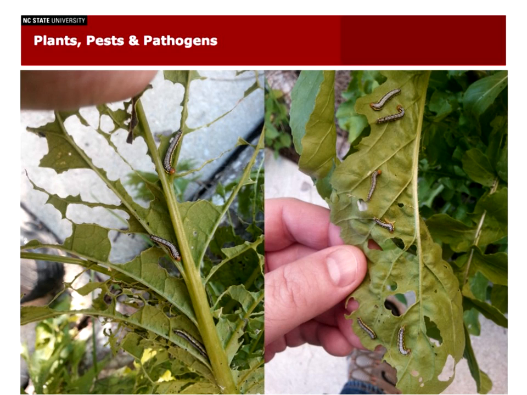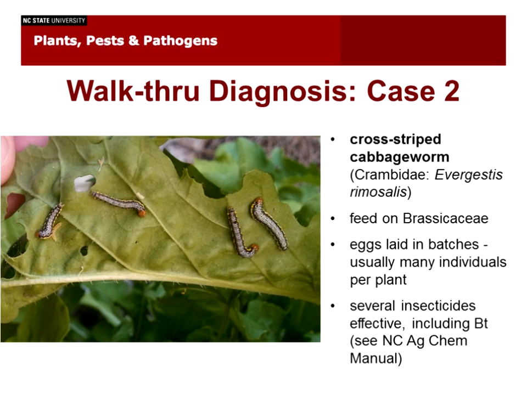So what is this? Well, these are, again, arugula and greens. So this is actually the cross-striped cabbage worm. This is a crambid moth, basically used to be Pyralidae. And these feed on Brassicaceae. The eggs are laid in batches, and this is what results in many larvae at the same time feeding on the plant.